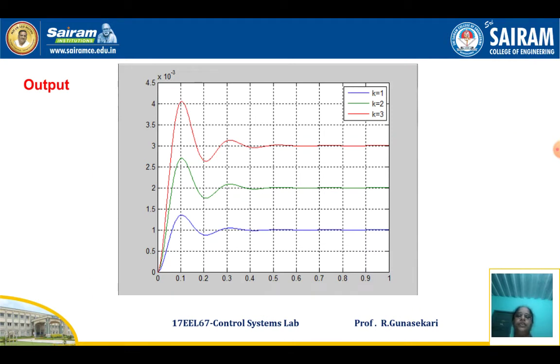In this you can see I gave the grid command in the program, that's why grid lines will come. You see the blue color is k is equal to 1, green color k is equal to 2, then red color k is equal to 3, for different values of loop gain. This is the effect of the loop gain on the second order system.